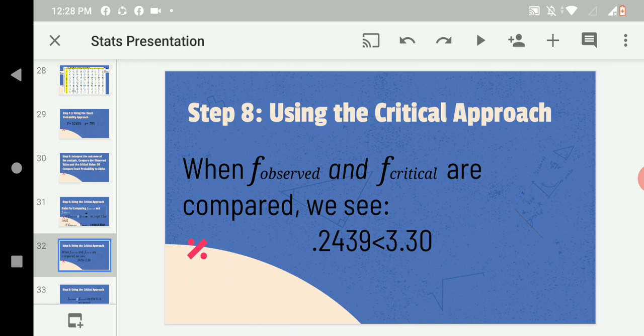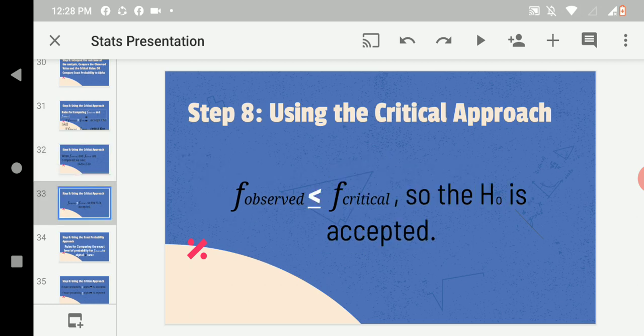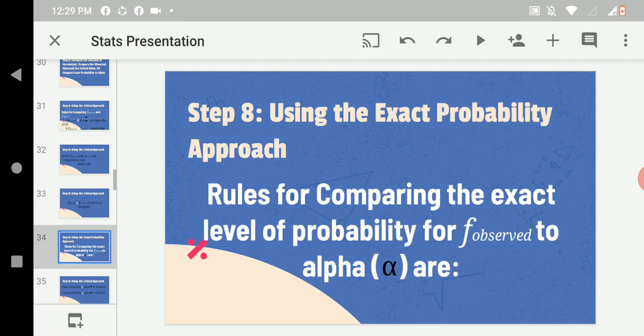So 0.2439, or 0.244, is less than 3.30. Therefore, we come to the conclusion that H0, or the null hypothesis, is accepted. Again, we have to recall that our null hypothesis is there is no statistically significant difference.